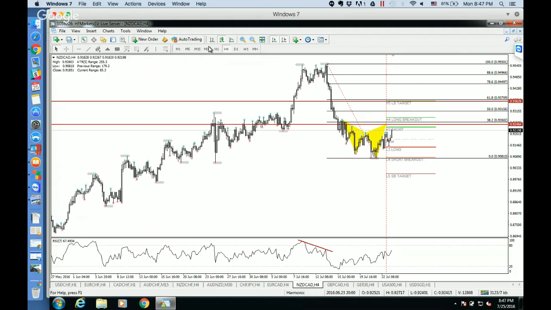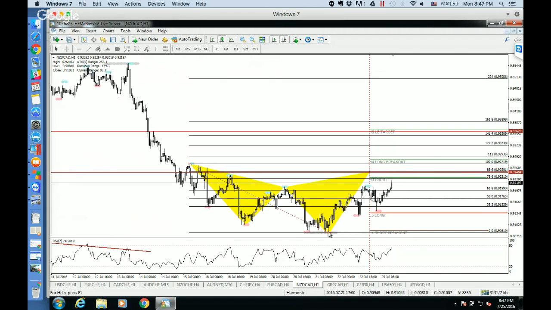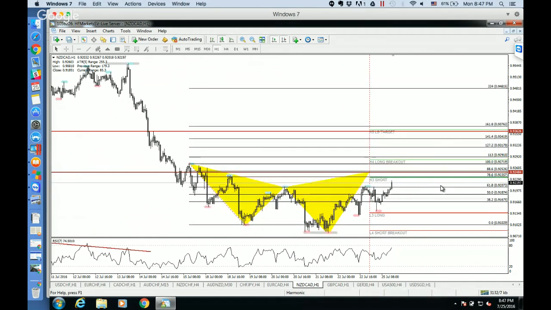If you go into the lower time frame, we have another setup as well. It's a very sharp pattern, completing at the 88.6. So it's pretty close to our entry right now. Price is trading at 0.922. Our entry is at 0.925, so it's about 30 pips away from it.